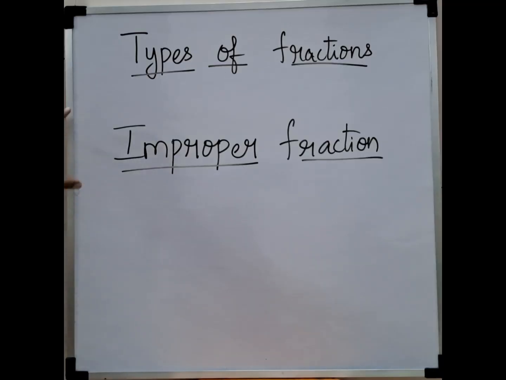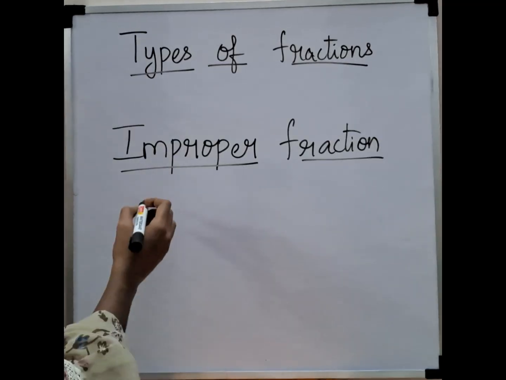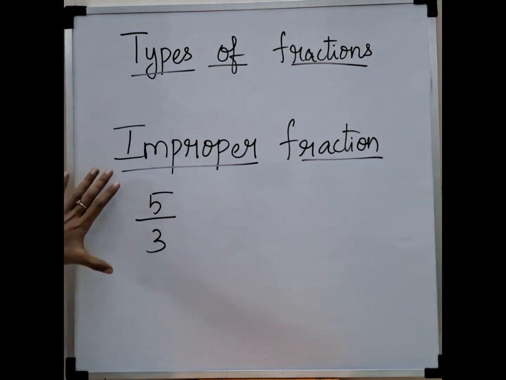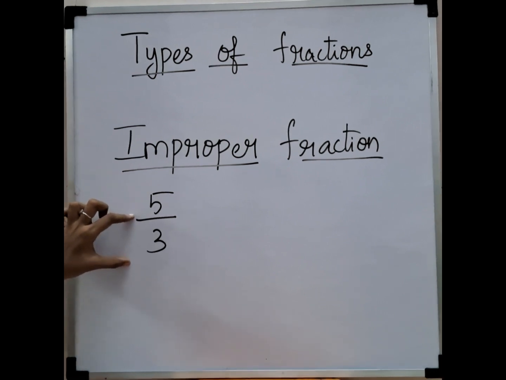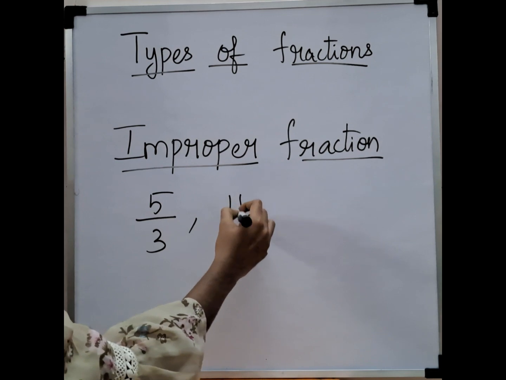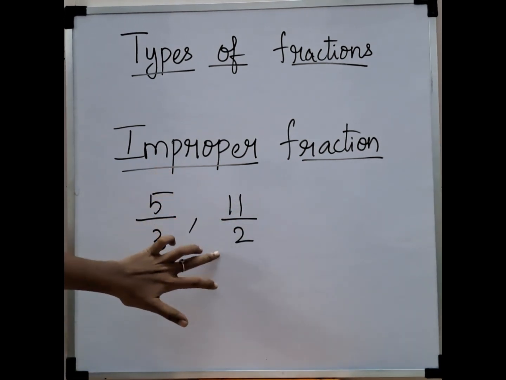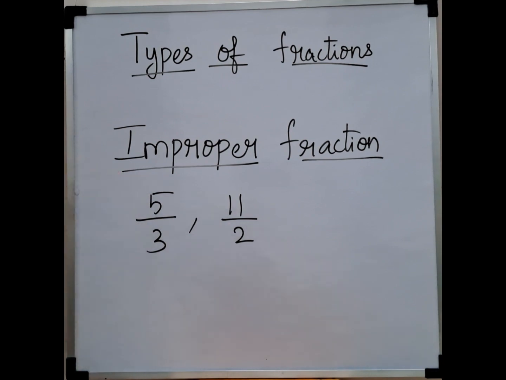The second one, improper fraction. So in improper fraction, the numerator should be greater than the denominator. So here 5 is greater than 3. Here also 11 is greater than 2. So this is an example for improper fraction.